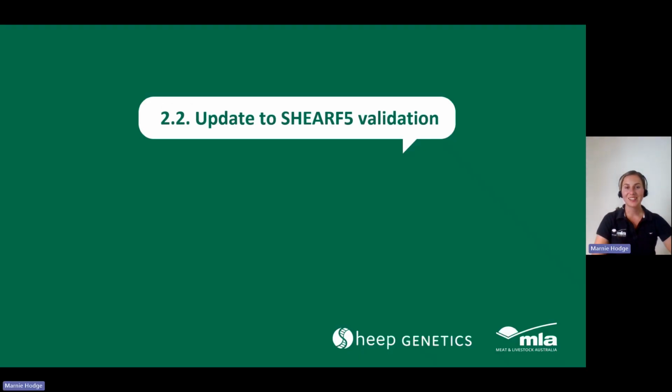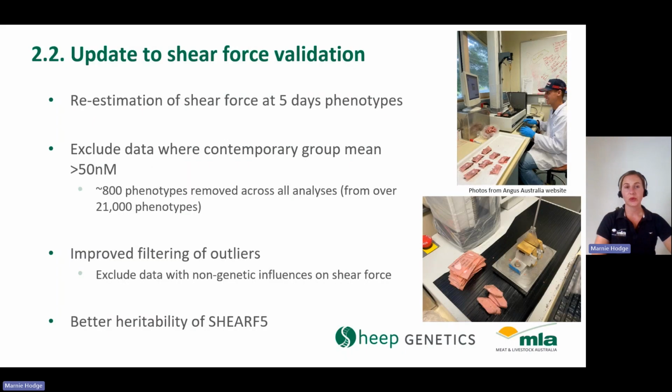Update 2 in this section is the update to the shear force validation. As part of this larger body of work, AGBU also re-estimated the shear force phenotypes and identified that some phenotypes had a contemporary group mean of greater than 50 Newton meters. Where a contemporary group mean was greater than 50 Newton meters, this data has been excluded, as it was identified that there were non-genetic impacts on performance for this range of data.